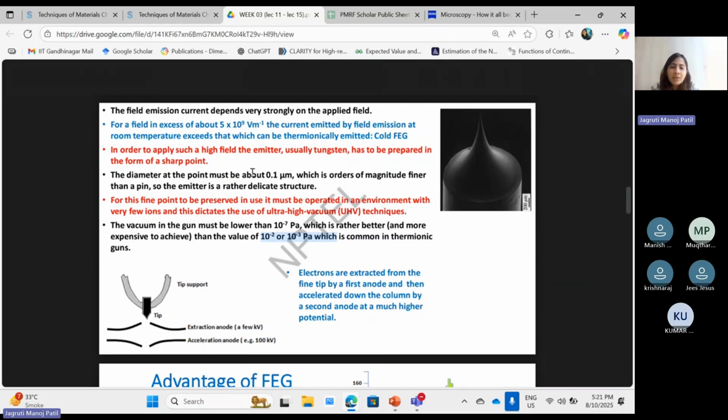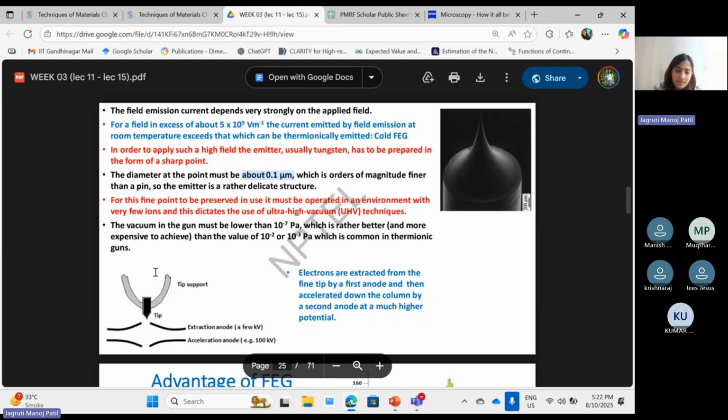Okay. And the diameter of that particular point is very sharp and pointed, about 0.1 micron. So it's a very delicate structure. If anything happens, and a number of electrons reflect back to that surface, it will get destroyed and broken off at that point. Oxidation will also break off your tip in that particular manner.